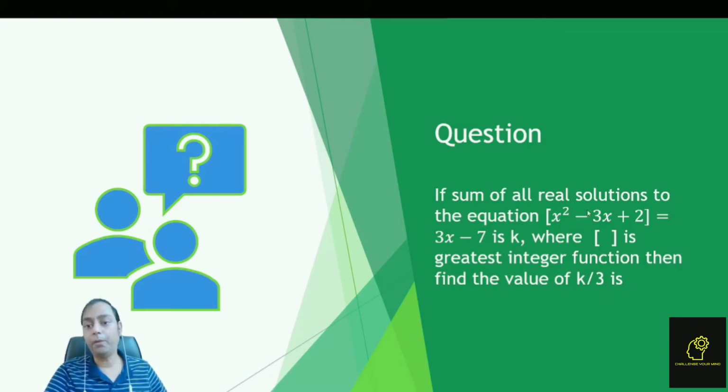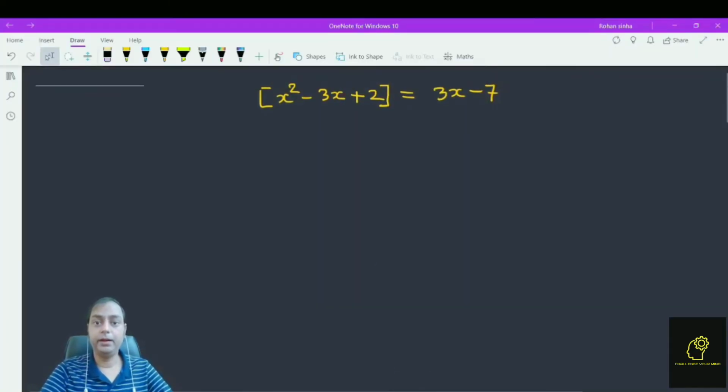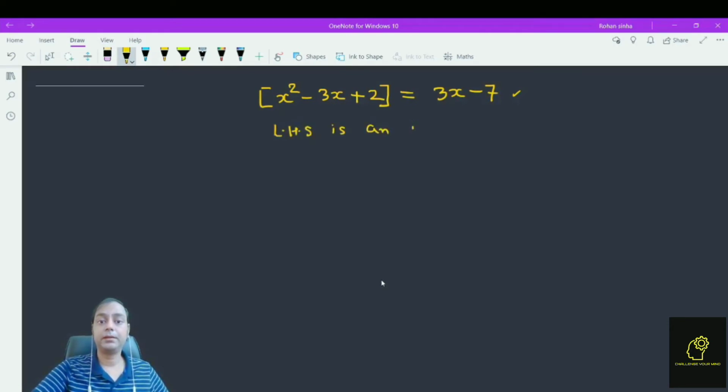This is a very important problem from the IIT-JEE point of view. Now I am going to discuss the solution of this problem. What is given here? It is given that [x² − 3x + 2] = 3x − 7. What do we observe here? LHS is an integer. If LHS is an integer, what do we conclude? RHS must be an integer.